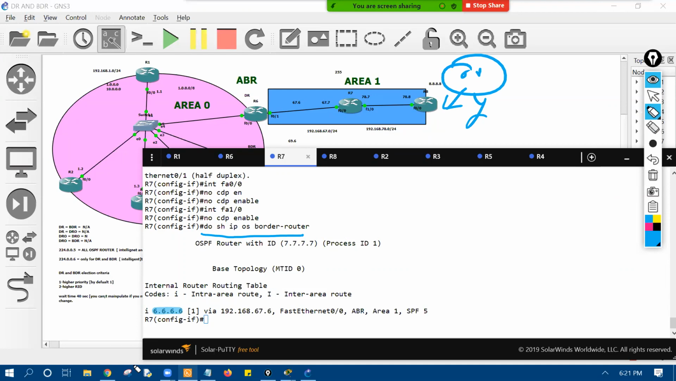And from which interface am I connected with this router? Right now I'm present on R7. So my neighbor is 67.6 and I'm connected through the 0/0 interface. And this is my ABR router. So ABR is the router that is going to generate the summary LSA.